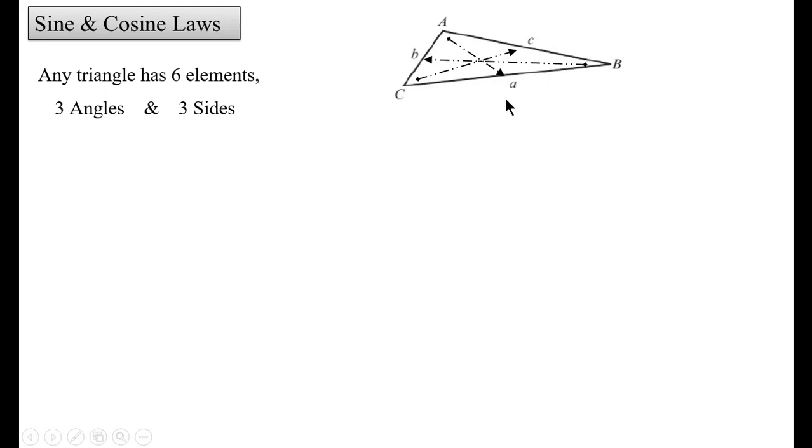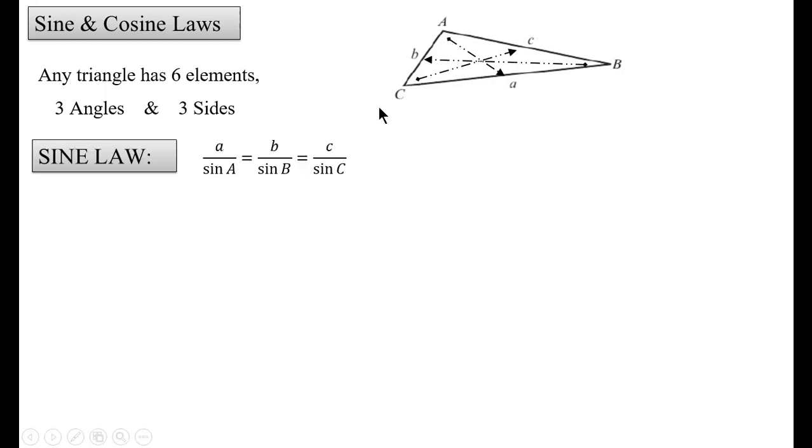Moreover, we have a very interesting ratio, which is if we divide each side length over the sine of its opposite angle, we will get the same ratio in something called the sine law. It's a very interesting law. And by equating any two ratios of them, we can form a proportion like this. a over sine A is equal to b over sine B is equal to c over sine C capital.